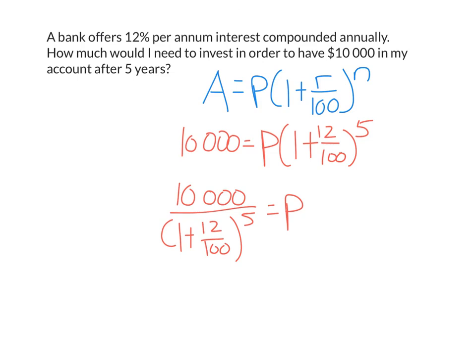So if you put that on your calculator again, I'll just give it to the nearest dollar. You get about 5674. I would need to invest $5,674 at 12% per annum compounded annually. If I did that, I would have $10,000 after 5 years.